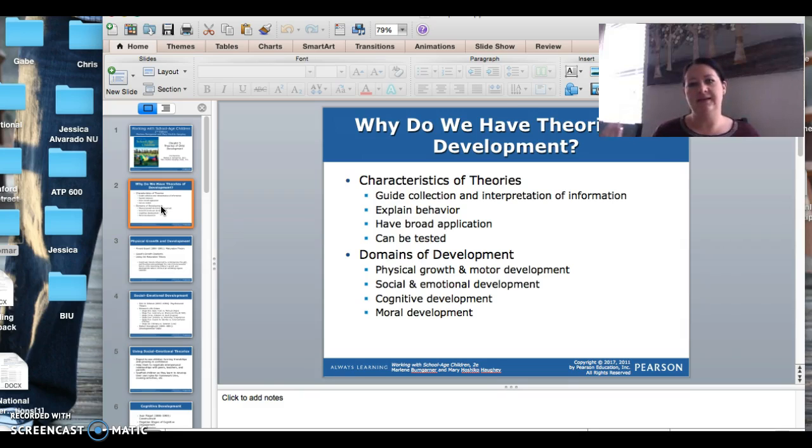Well, they guide collection and interpretation of information. They explain behavior, and give us a lot of insight for our day-to-day work. They have a broad application and they can be tested. So yes, we have theories that come into play all the time. Sometimes people have their own theory, but the theories that we know about, Maslow, Piaget, Vygotsky, those have been tested over time. Many people have replicated their work, tested their work, challenged their work, so they're pretty secure in the fact that they're widely accepted in our field.